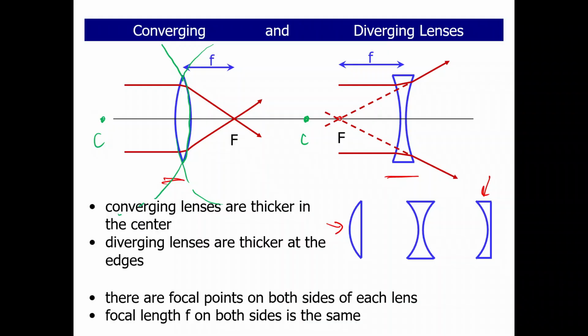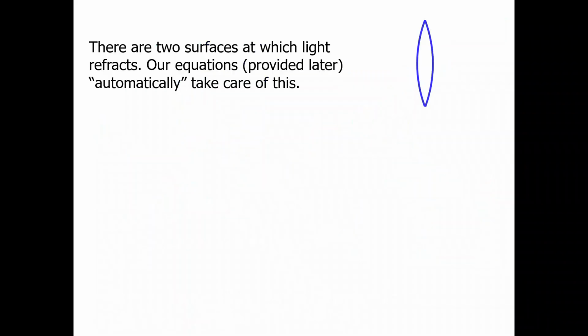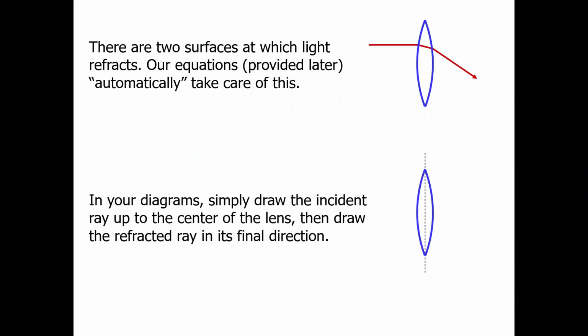But remember, we are talking about where the light rays go. So we look at the outgoing side. We can see that our F and our C over here are on the outgoing side of the light. And when we looked at our sign conventions for those, what was really important was the outgoing side of the light. Like I said, our equations will take care of this.